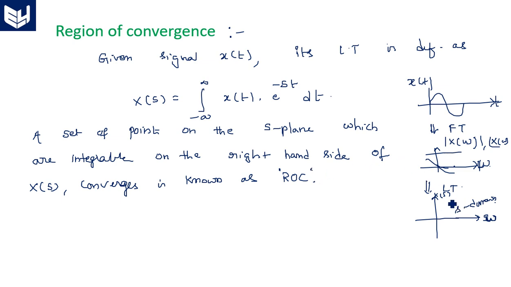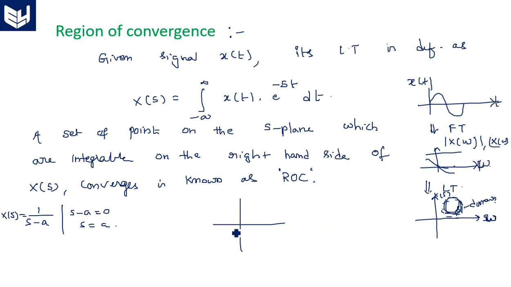Whenever you draw the resultant signal X of s, the set of points which converge on the right side of X of s, converged into a single form. For example, after simplification, suppose I got the equation X of s equal to 1 by s minus a. Then make the denominator equal to 0, so s minus a is equal to 0. Then s equal to a.